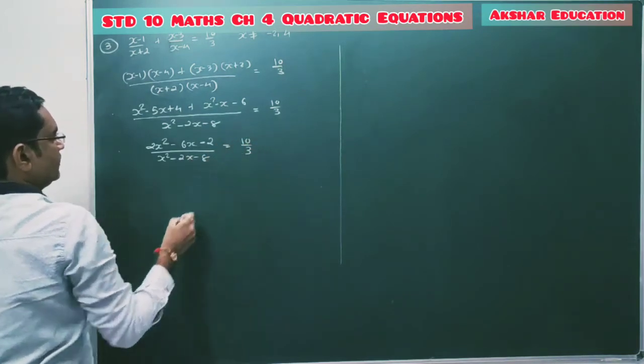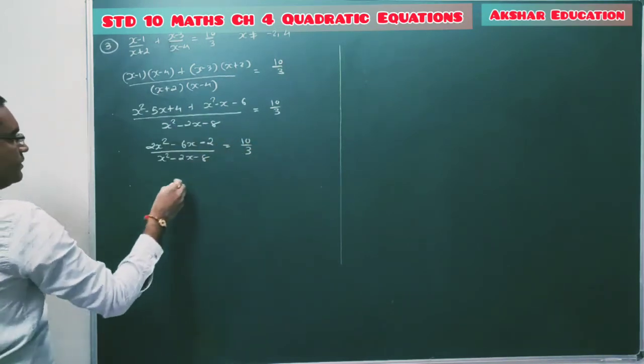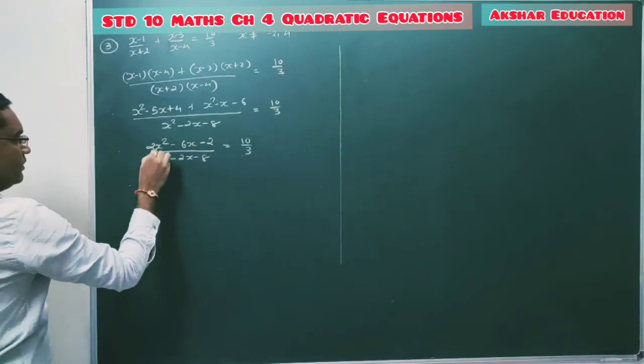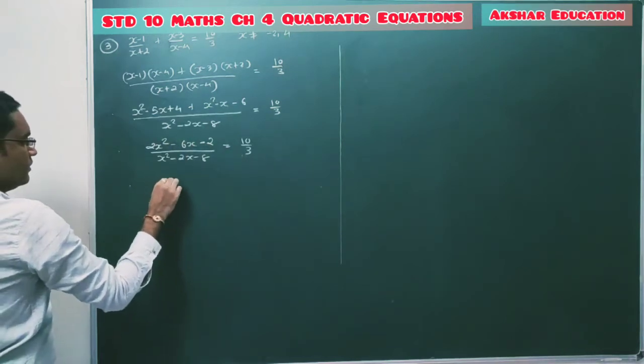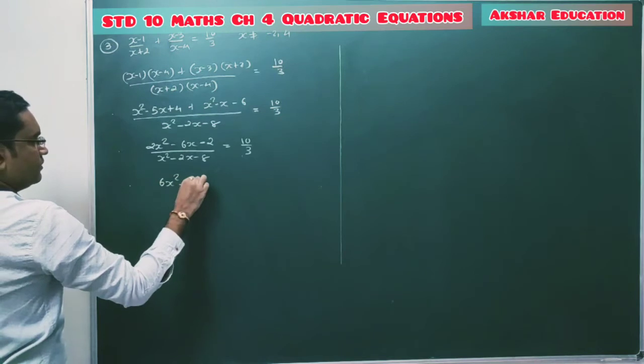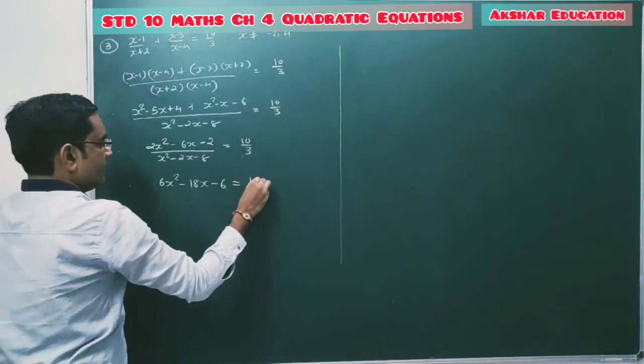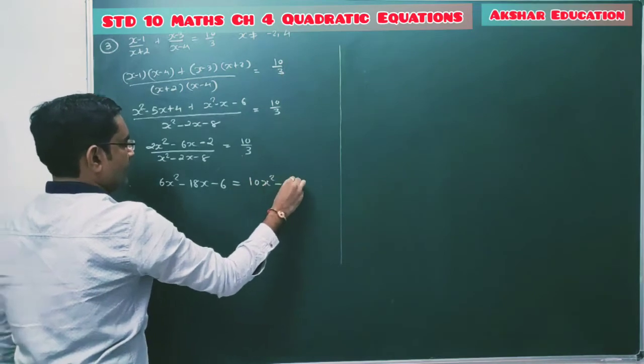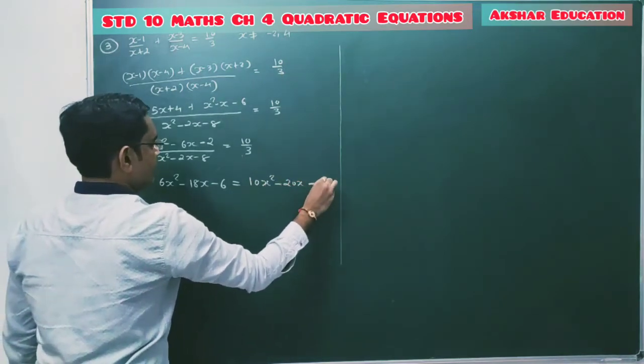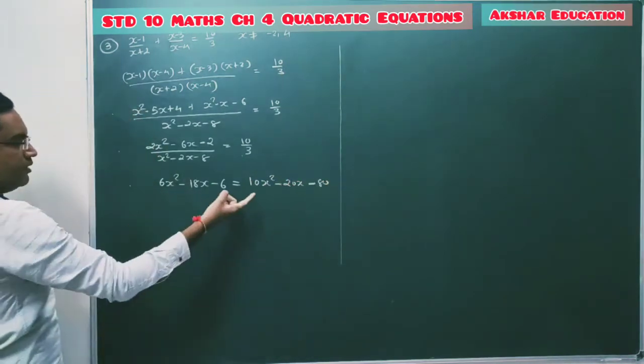Again cross multiplication. So it's 3 multiplied by, so 3 times 2 is 6x square minus 18x minus 6, equal to 10x square minus 20x minus 80. Take both the terms on the left hand side.